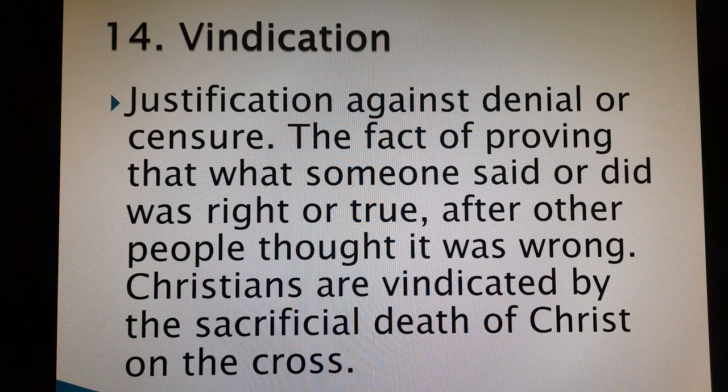Vindication means justification against denial or censure. The fact of proving that what someone said or did was right or true after other people thought it was wrong. Christians are vindicated by the sacrificial death of Christ on the cross. So we may say vindication is kind of the similar meaning of justification happening on the outer court of the sanctuary system by the sacrificial death of Jesus Christ.